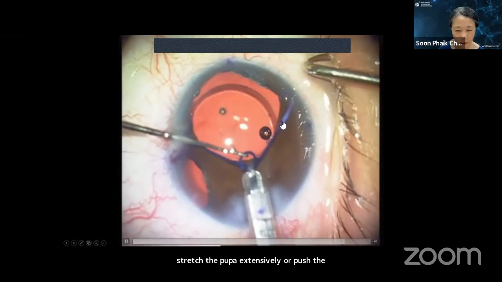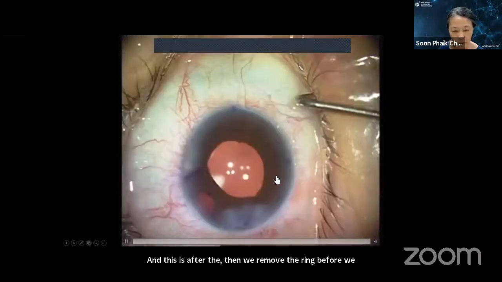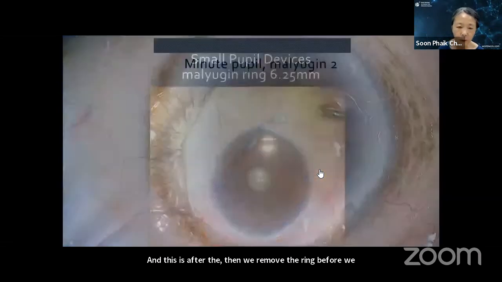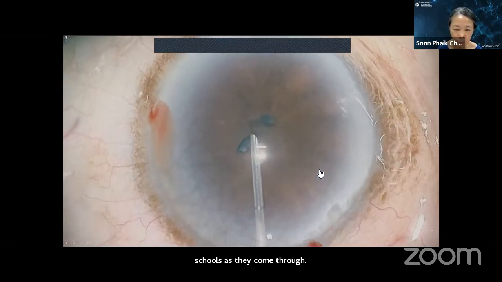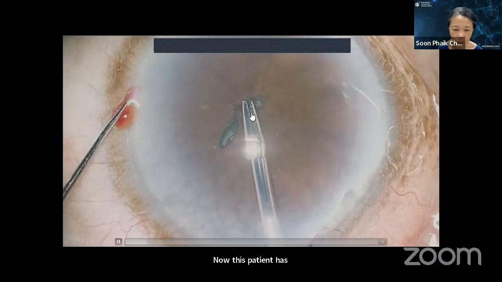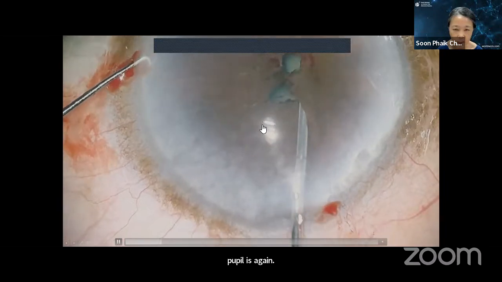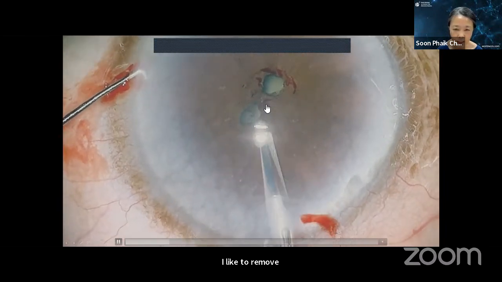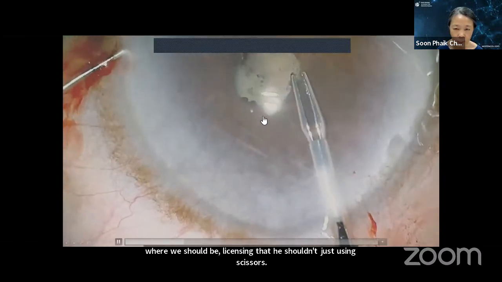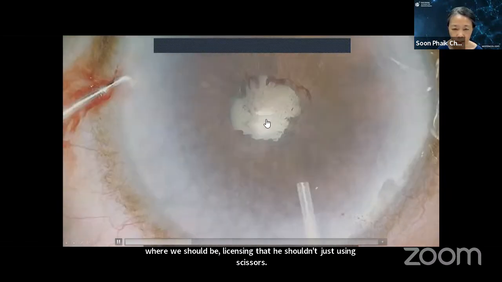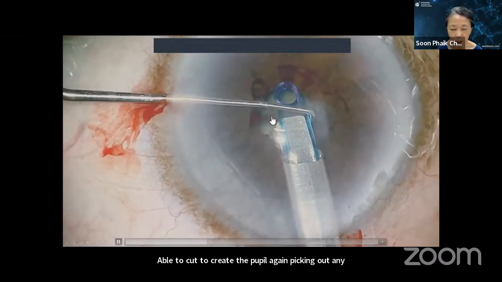And this is after the surgery is done. We remove the ring before we remove the viscoelastic, compress the lateral scrolls as they come through. Now this patient has practically a really small or almost no pupil, and we have to just pick out exactly where the pupil is. Again, I like to remove membranes, and now we can see exactly where we should be lysing the adhesion just using scissors, and I'm able to cut to create that pupil again, picking out any membrane that I can remove. And once that's reasonably unbound, I then inject a Malugin ring.